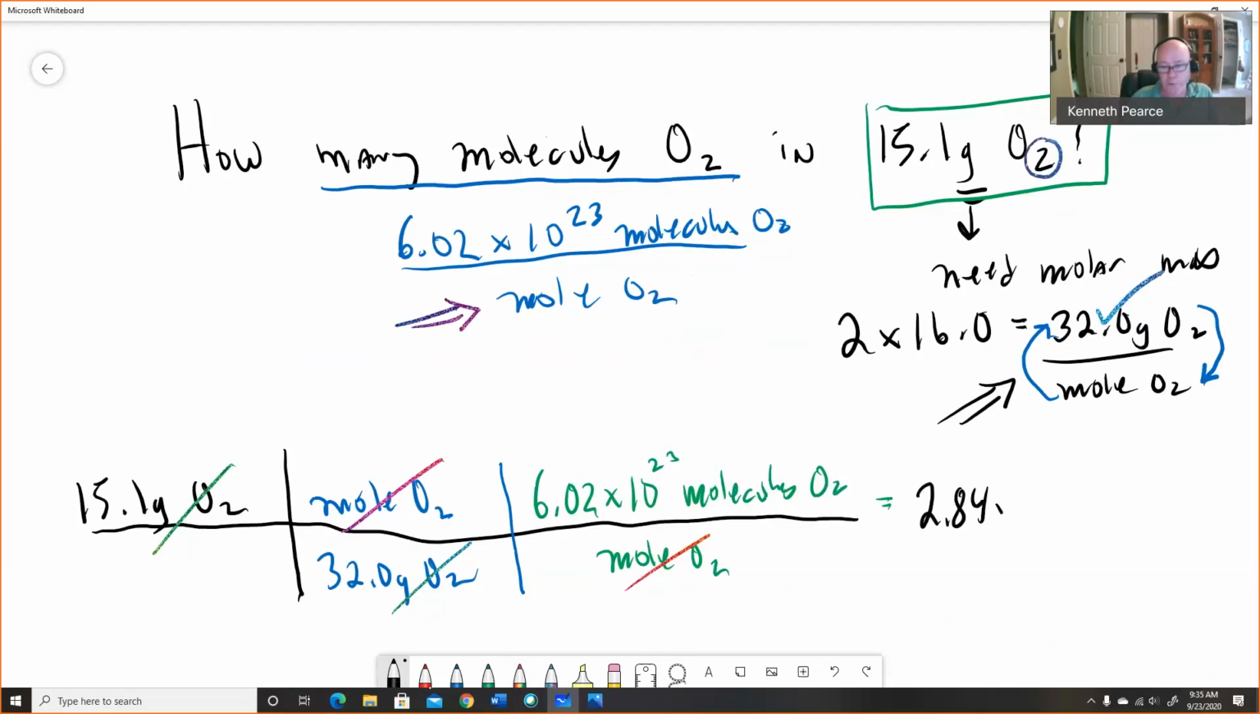2.84 times 10 to the 23rd molecules O2. Okay, so this is how everything is going to be calculated in this chapter. You're going to be calculating molar masses, and you're going to be using potentially Avogadro's number 6.02 times 10 to the 23rd, and you'll also use something called a mole ratio, which we'll do in the next presentation.